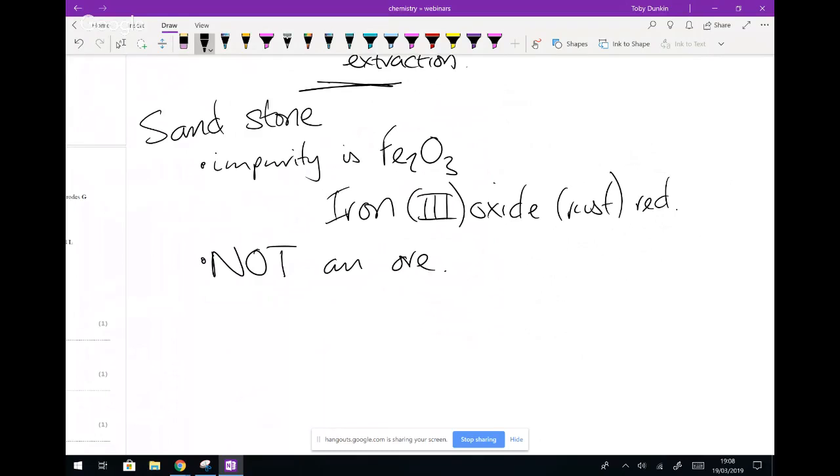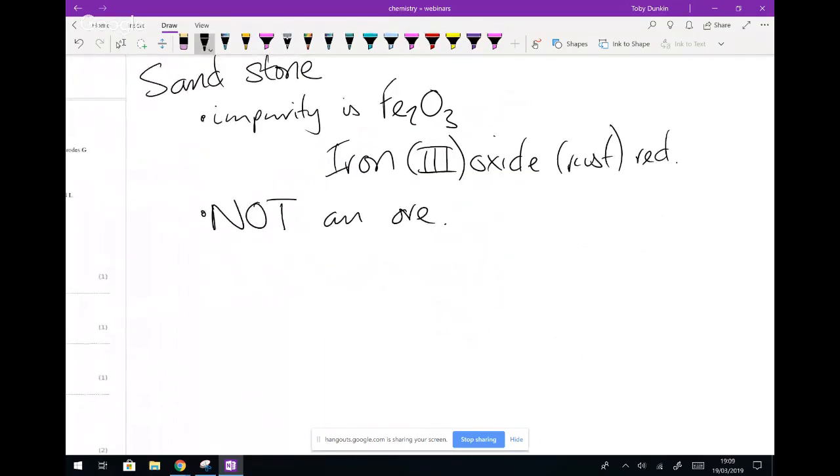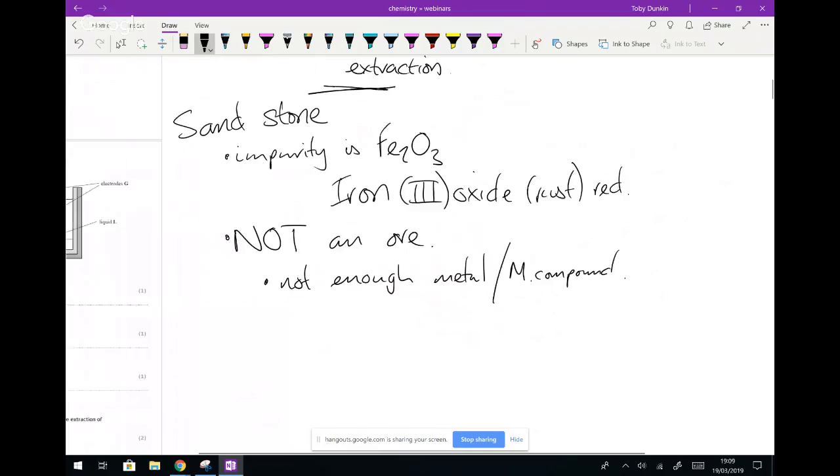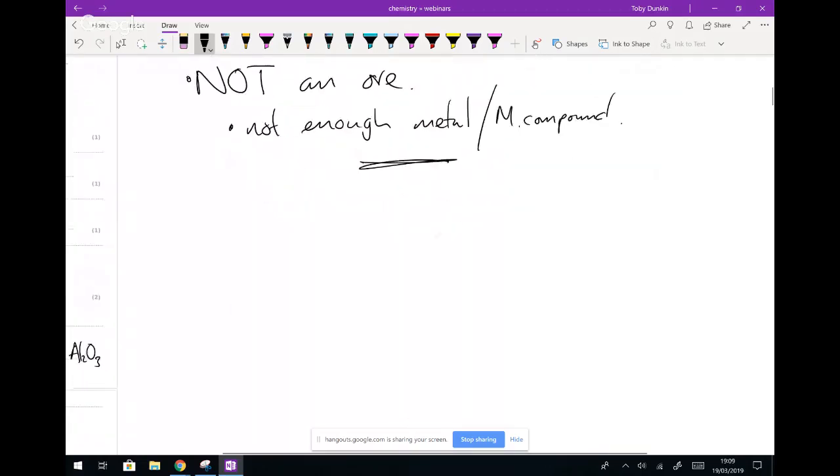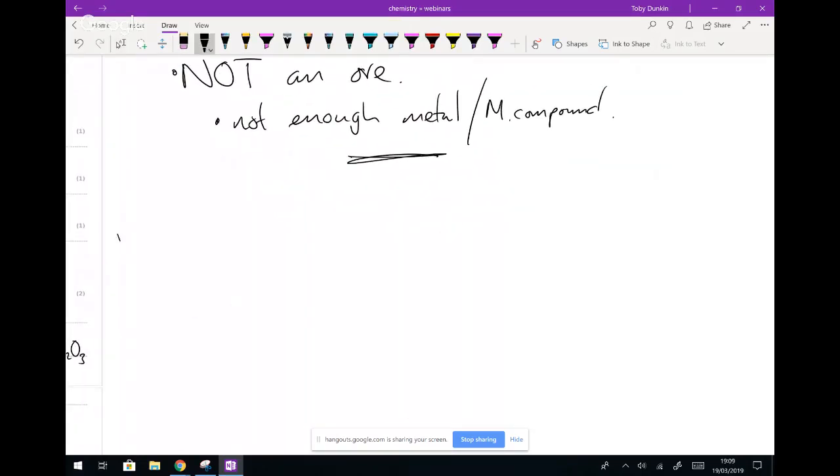The reason why it's not an ore is because there is not enough metal compound to make it worthwhile. We could get metal out of it. I could extract iron out of it. By the time I've paid for the process, I'm going to get such a small quantity of metal that I'm not actually going to make money. So it doesn't qualify.